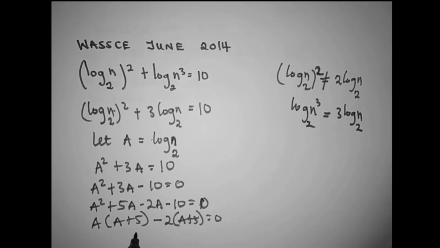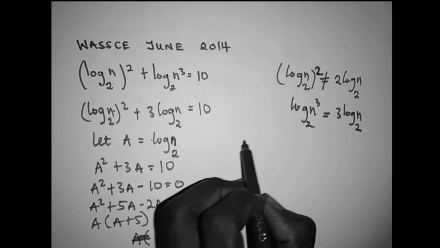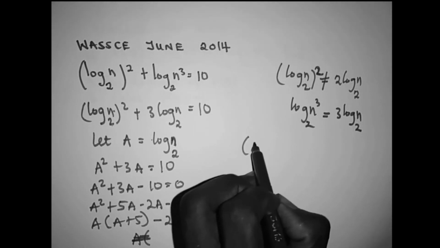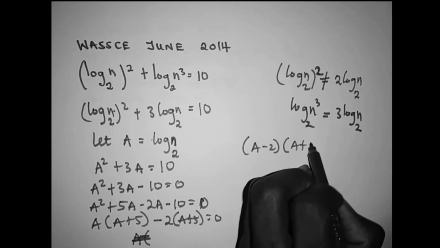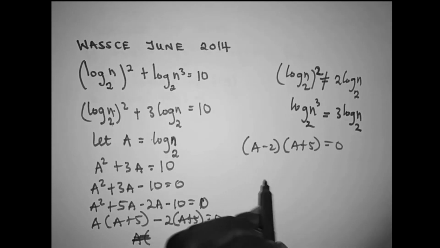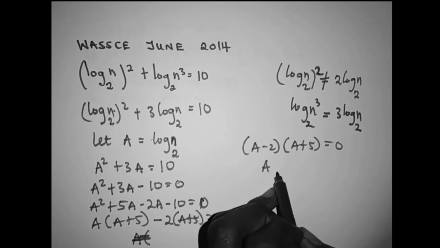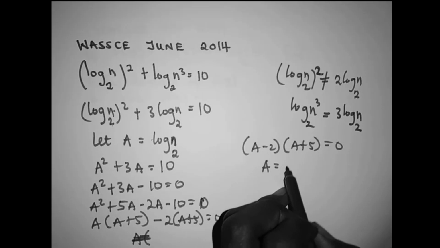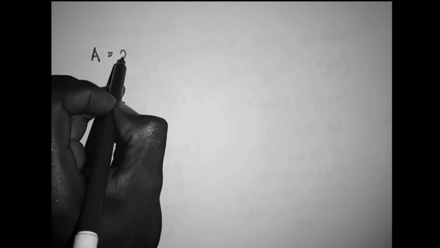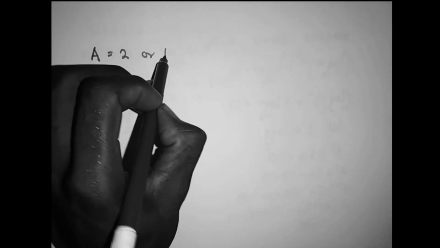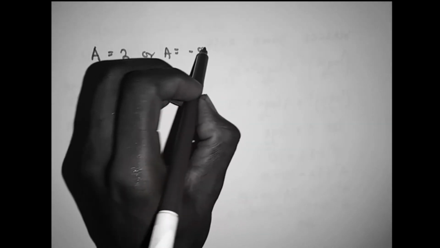So in one bracket we have a minus 2 times the other bracket a plus 5 is equal to 0. So the values of a are a equals 2 or a is equal to minus 5.